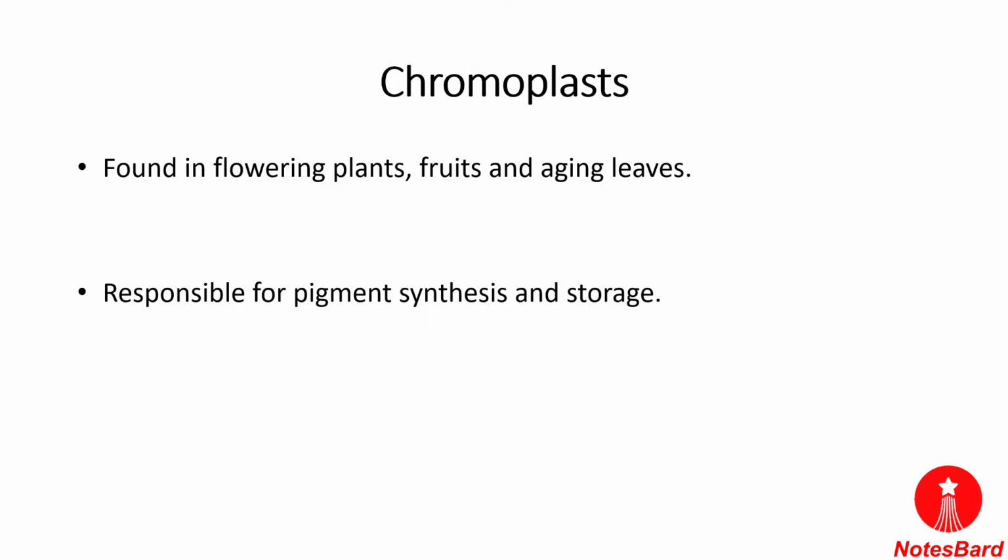The next we will talk about is the chromoplast. So what is chromoplast? Chromoplasts are usually found in flowering plants, aging leaves, and fruits. So chloroplasts convert into chromoplasts. The chromoplast has carotenoid pigments that allow the different colors that you see in the leaves and fruits. The main reason for the different colors is attracting the pollinators.